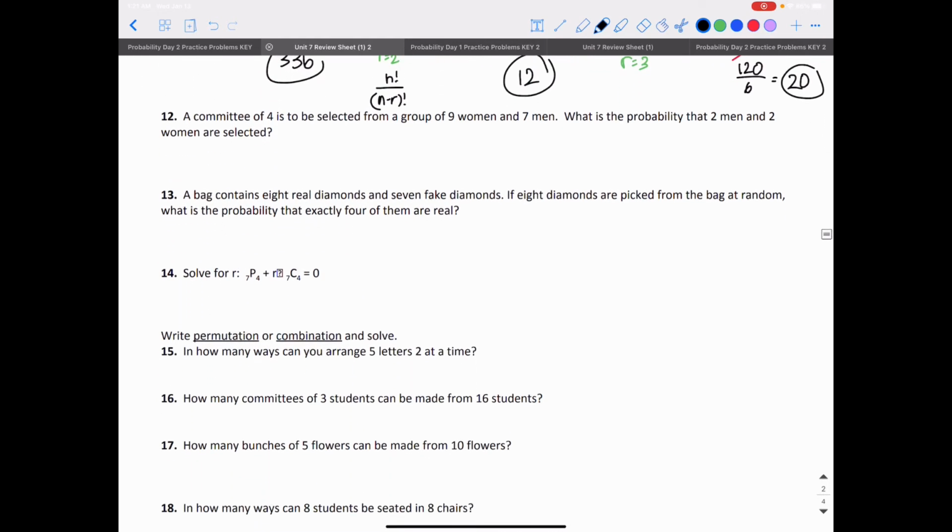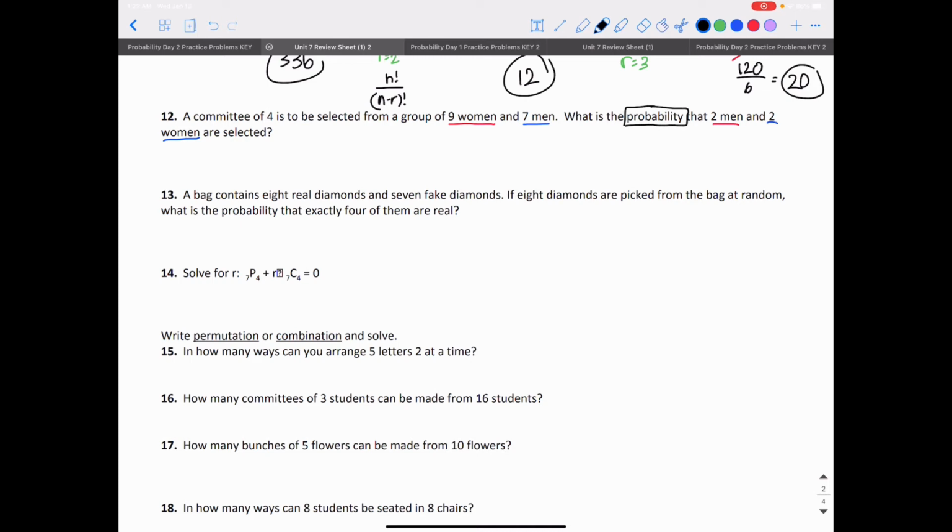For 12, I have a committee of 4 to be selected from a group of 9 women and 7 men. So I have 9 women and 7 men, and I want to know the probability that 2 men and 2 women are selected. As soon as I see men and women, I know that I'm doing 2 separate categories. This question is not asking me in how many ways I can choose this committee. It's asking me what is the probability.